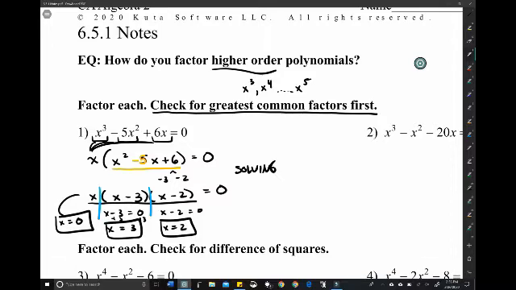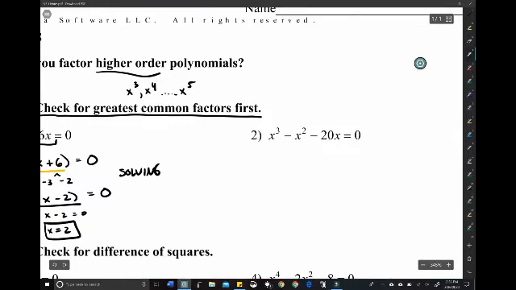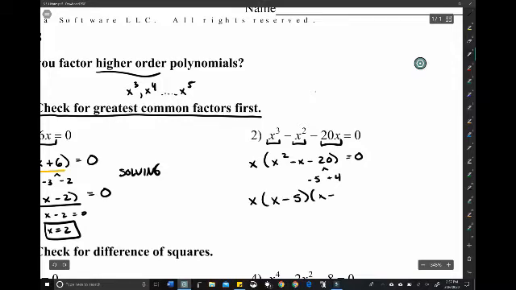GCF first, and then factor old school. Number 2, so they all again share that x. So we'll remove that first. That's going to leave us with x squared minus x minus 20 equals 0. Remember, negative 5 and positive 4 would be our factors to get us to negative 20, making it x, and x minus 5, then x plus 4 equals 0.